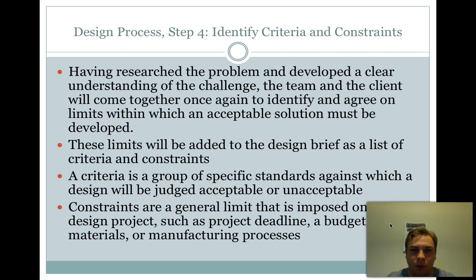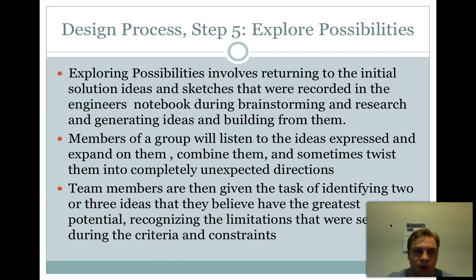Design process, Step 4, identify criteria and constraints. Having researched the problem and developed a clear understanding of the challenge, the team and the client will come together once again to identify and agree on limits within which an acceptable solution must be developed. These limits will be added to the design brief as a list of criteria and constraints. A criteria is a group of specific standards against which a design will be judged acceptable or unacceptable. Constraints are a general limit that is imposed on a design project, such as a project deadline, a budget, materials, or manufacturing processes.